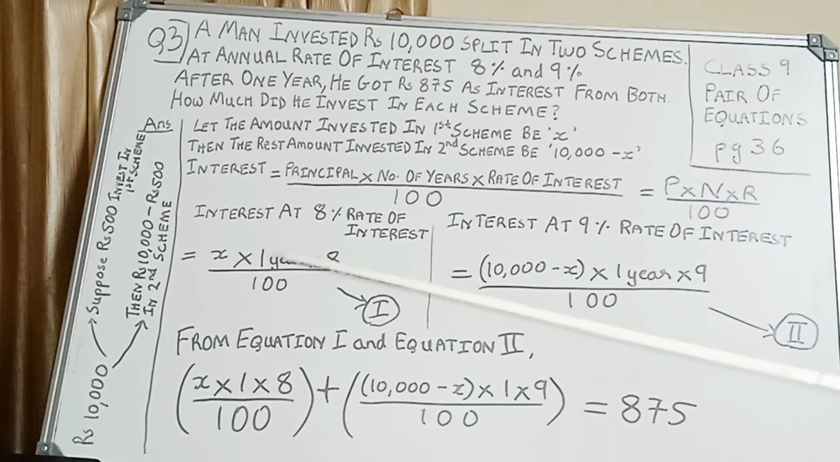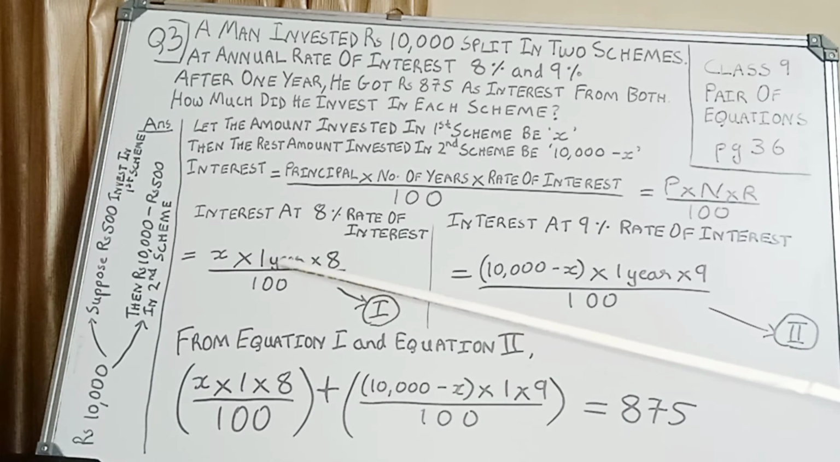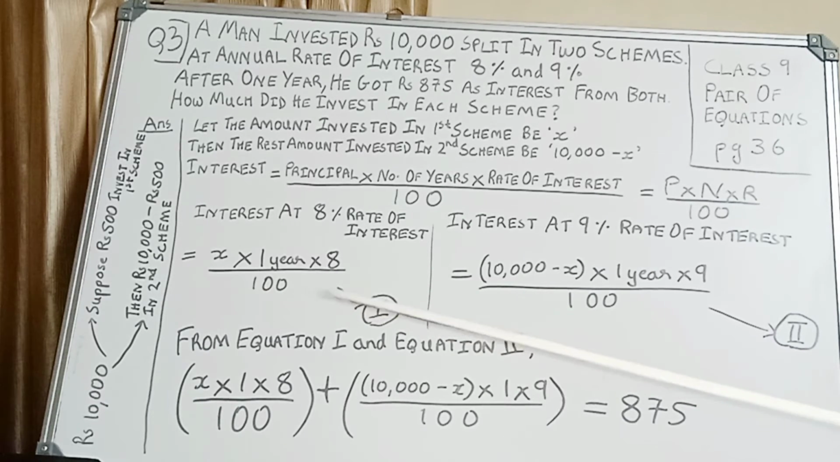So the first scheme, the amount is X. That is the principal into 1 year into the rate, which is 8 divided by 100. Similarly, here the principal in the second scheme is 10,000 minus X into 1 year into 9, because 9 is the rate of interest, divided by 100. This is the second scheme. So let this be equation 1 and let this be equation 2.